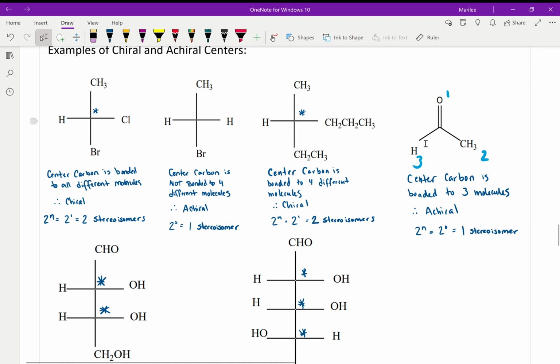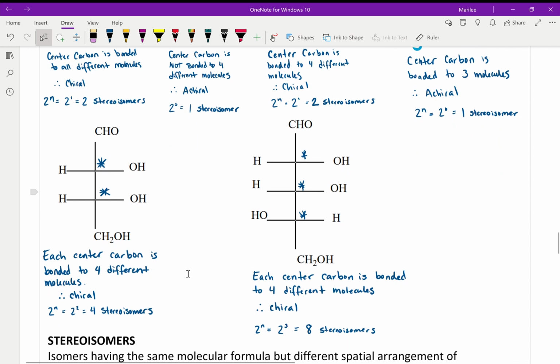Then our fourth example, we have here center carbon double bonded to oxygen, and then we have 2 more bonds here. Because we only have 3 bonds, okay, I know this is a double bond, but it's only bonded to 1 oxygen. So we have center carbon bonded to 3 groups. Therefore, it cannot have a chiral center because by definition the chiral center carbon needs to be bonded to 4 different groups. Therefore, this example is achiral. So 2 to the power of n will be 2 to the power of 0, which is equal to 1. We have 1 stereoisomer. Now we get to the challenging examples.